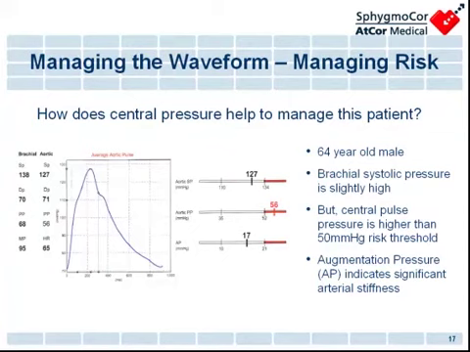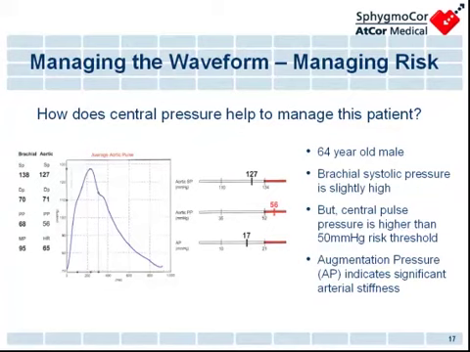This is a 64-year-old man. He has hypertension. His systolic is 138. His diastolic is 70. So he's got mild hypertension. He's at some cardiovascular risk. He has cardiovascular risk factors. So I want to have a better handle on whether or not I should be aggressive.